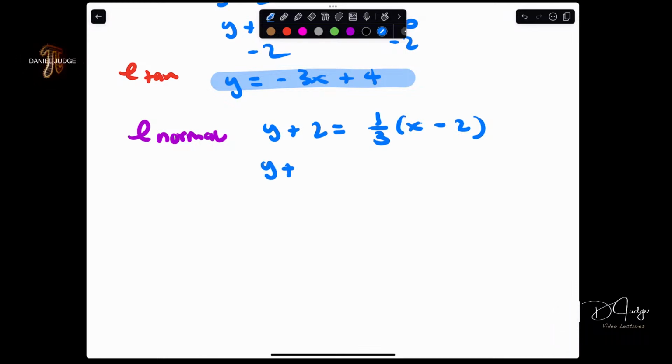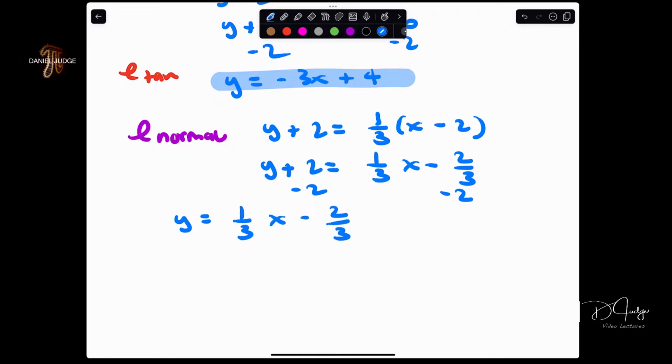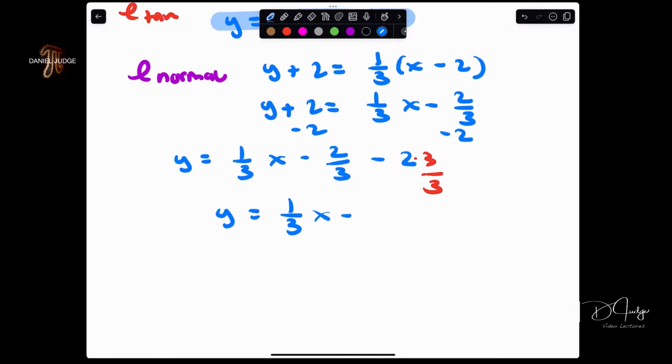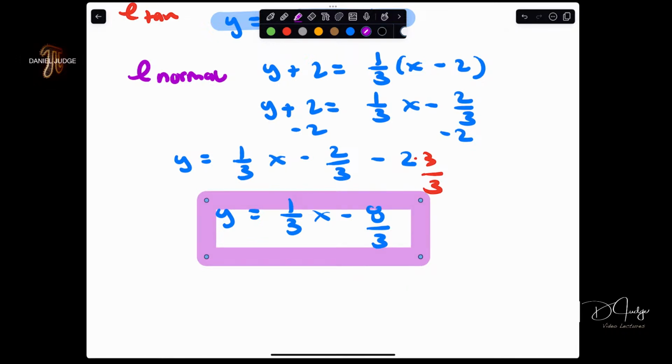So the normal line: 1/3 x minus 2/3, subtract 2, so 1/3 x minus 2/3 minus 2. We multiply the top by 3 and the bottom by 3. So y will be 1/3 x minus 6, it looks like minus 8/3. So, ladies and gentlemen, this is the equation of the normal line. It is perpendicular to the tangent line at that particular point.